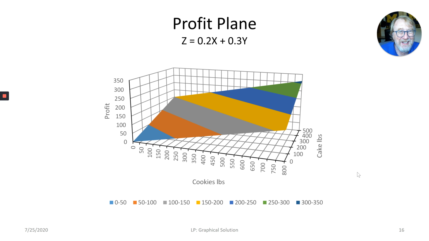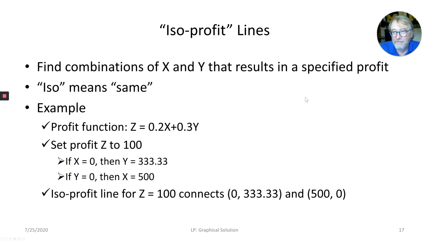Where's your profit? Well, your profit's not on that graph, right? Your profit is coming up. It's the z-axis. So X is cookies, Y is cake, Z is profit. It sits on top of it for every combination of cookies and cakes. You can figure out how much money you're going to make for the day. Brilliant, just brilliant. 0.2X plus 0.3Y.